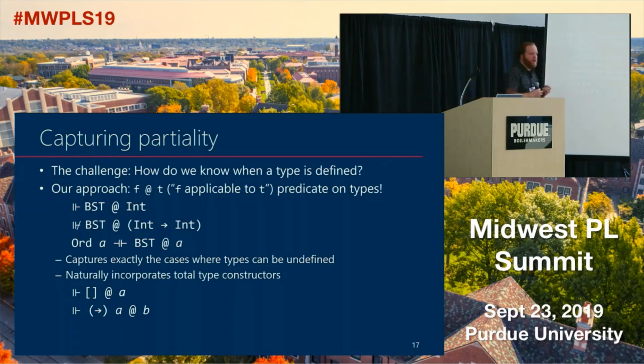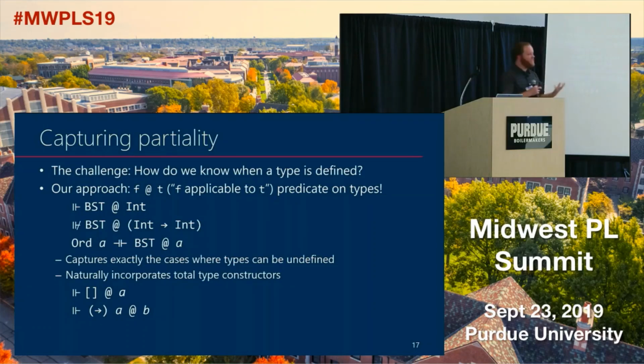And we're going to define this predicate to hold sometimes and not otherwise, right? So we're going to say BST at Int holds. We're going to say that we cannot prove BST at (Int -> Int). And in general, we're going to say that Ord A, A has an ordering, and BST at A are interprovable, right? If you can prove that, you can prove this. If you can prove this, you can prove that, all right? That's the key rule.